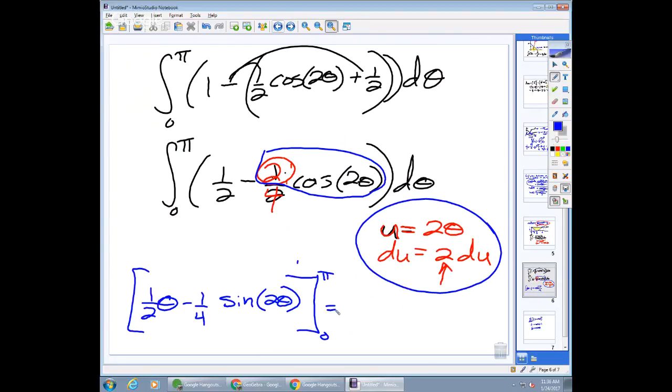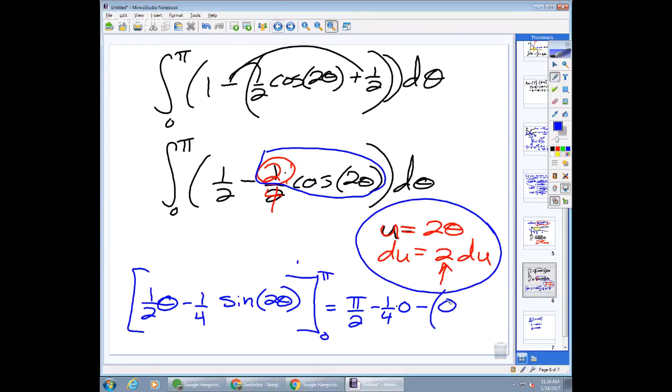So I don't know if I have enough room, but we'll try. Plugging in pi, I'm going to get a pi over 2 minus 1/4 the sine of 2 pi. Sine of 2 pi is 0. So I have 1/4 of 0 there, which is lovely. And then I'm going to have minus, and anytime I do the second boundary, I always put a parenthesis around it, to be safe. Plugging in 0 here is wonderful.